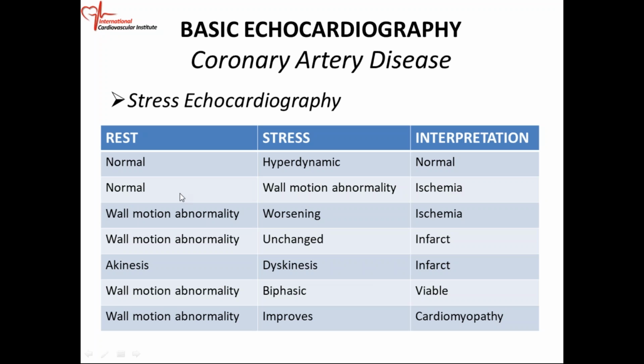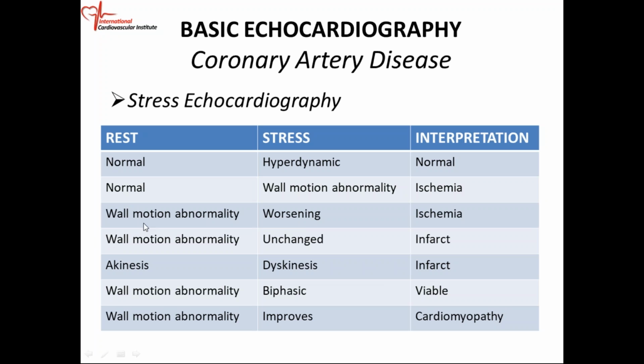If you do your resting echo and you start with a wall motion abnormality, and then when you do your stress echo, the wall motion abnormality gets worse. Say you look at a particular segment and it was hypokinetic. When you do your stress, if it's now akinetic, then that's also ischemia. Okay?